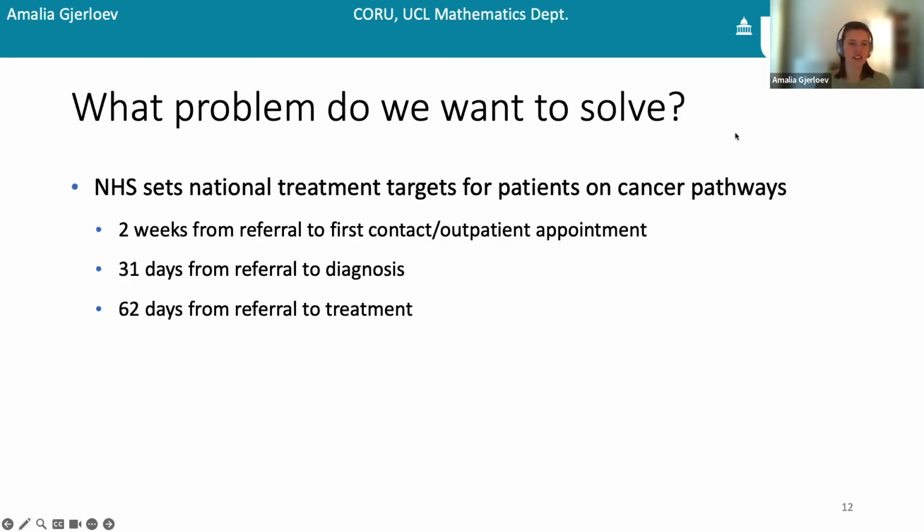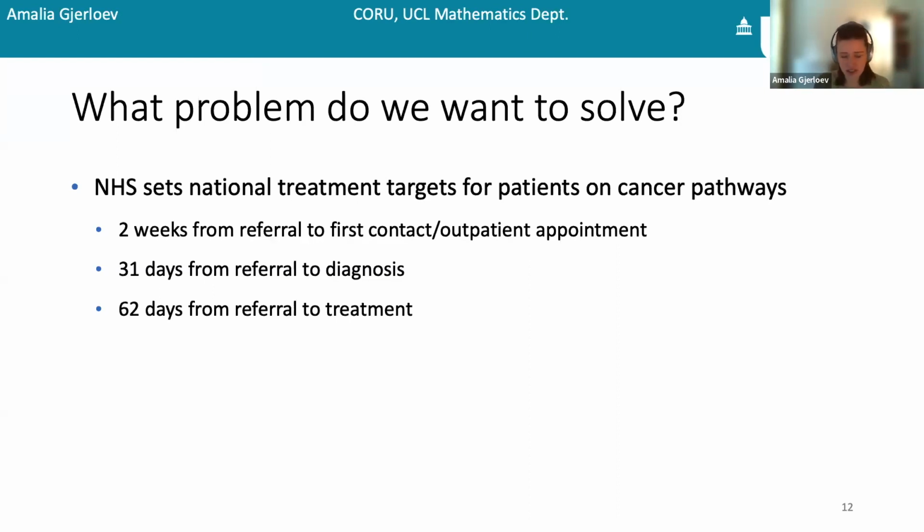All right, so we have these national treatment targets. If you talk to cancer services from a hospital, they are typically talking about these metrics. How many patients hit these targets? That's because the hospital's performance is based partially on how many patients hit these targets. So they'll talk about patient breaches. If a patient breaches the target, it means that they didn't hit that target. So if we're talking about patient breaches, we're talking about the number of patients who didn't hit that 62 days from referral to treatment target.